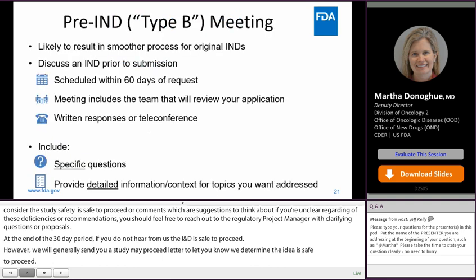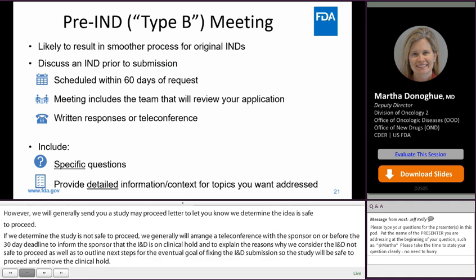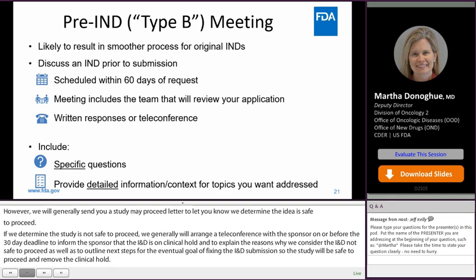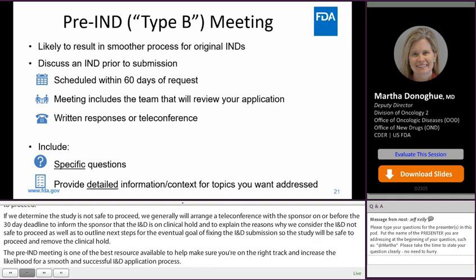The pre-IND meeting is one of the best resources available to help make sure that you are on the right track and increase the likelihood for a smooth and successful IND application process. These meetings provide an opportunity for you to seek and receive feedback on key elements in your IND application, ranging from the tox studies you plan or have performed, aspects related to manufacturing of your drug product, and/or questions related to design elements of your clinical trial.